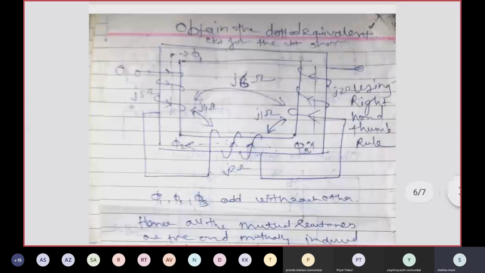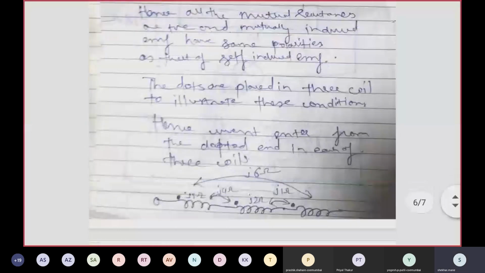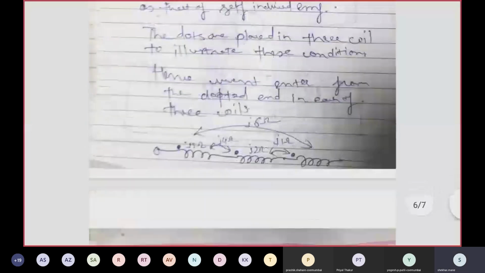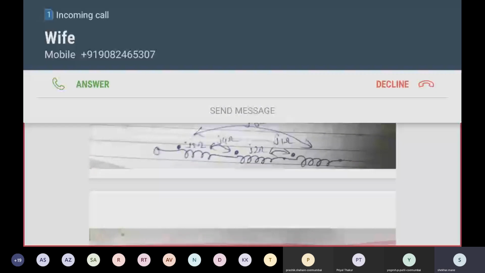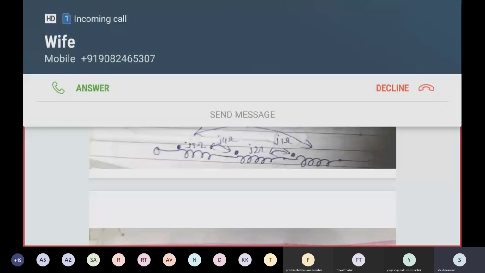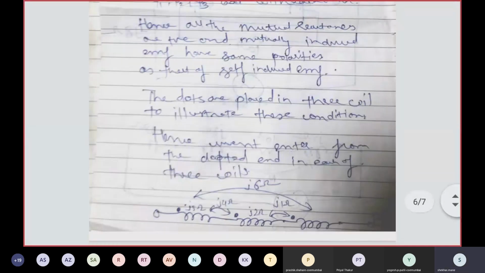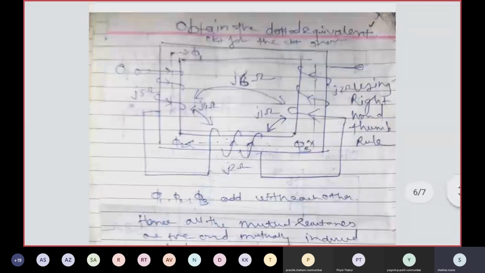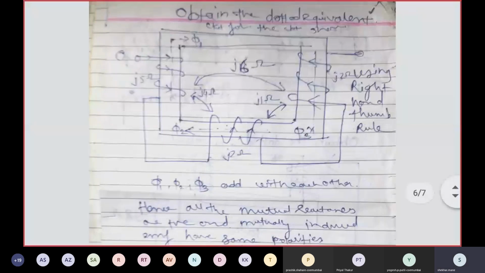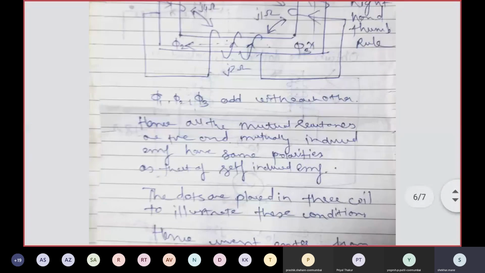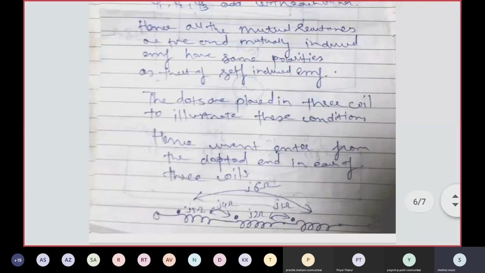So the direction, the coil you have to represent like this. Dot is at the first end of the coil. Because there is no flux opposite to each other. All the flux are moving in this core in the same direction: phi1, phi2, phi3. So that's why it is represented like this: J5 ohm, J2 ohm and then this J2 ohm.